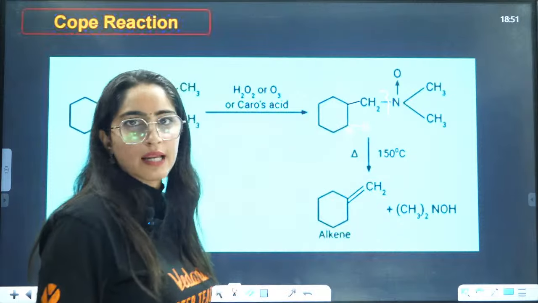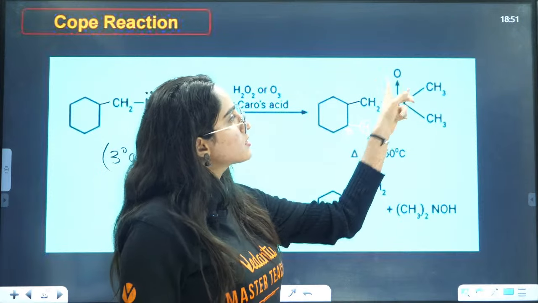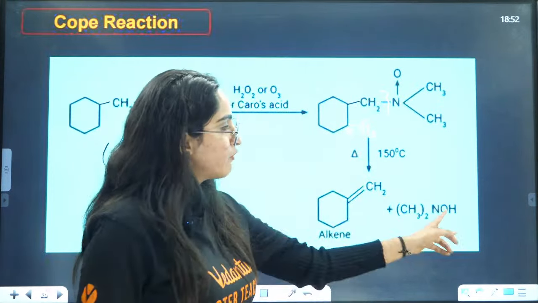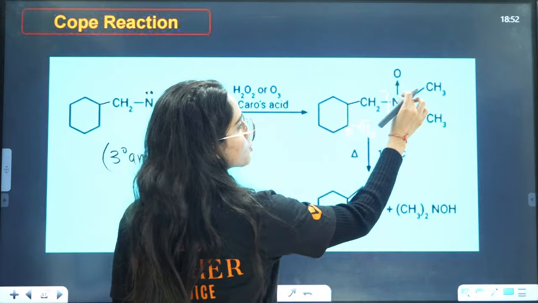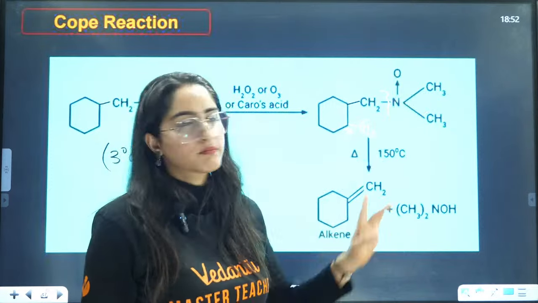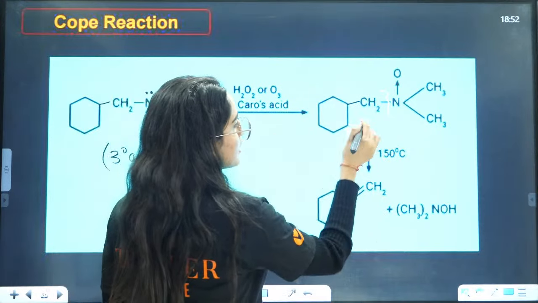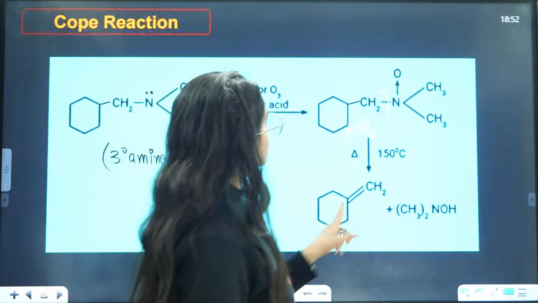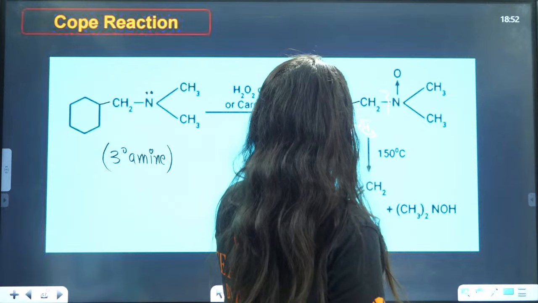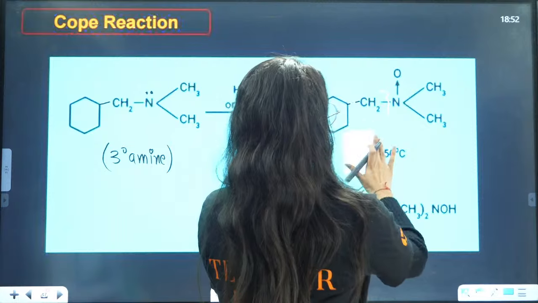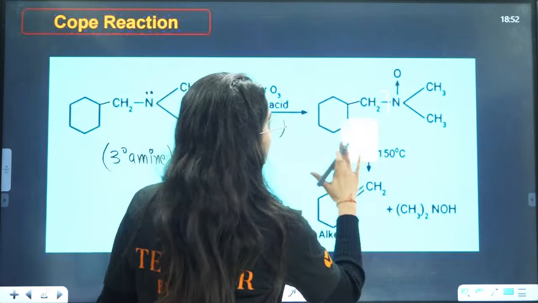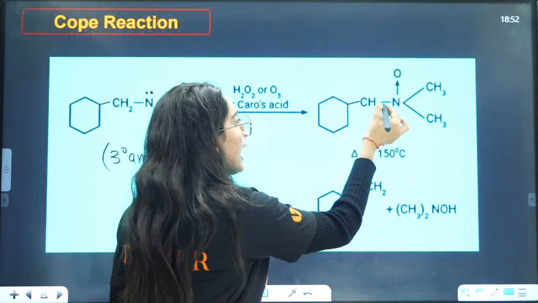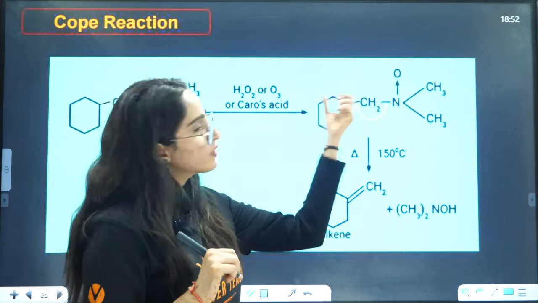Here you will have the hydrogen. This hydrogen will be shifted to this oxygen, and you will have the linkage of NOH here, with CH3 and CH3. So here you will have nitrogen, CH3, and one OH, because one hydrogen is shifted here. Wait a minute, no, this hydrogen is not replaced here. This bond will break and the pi electrons will be shifted from this side, and hence you will have the formation of one alkene here.